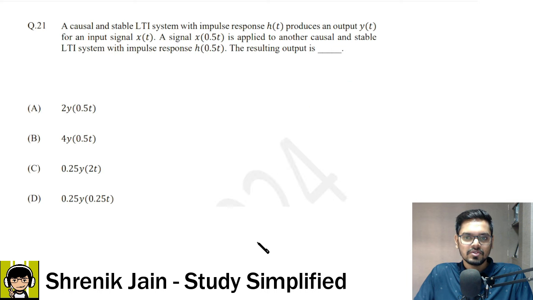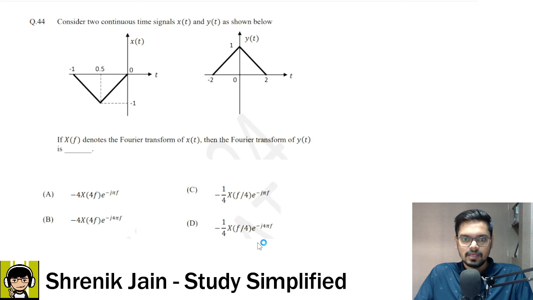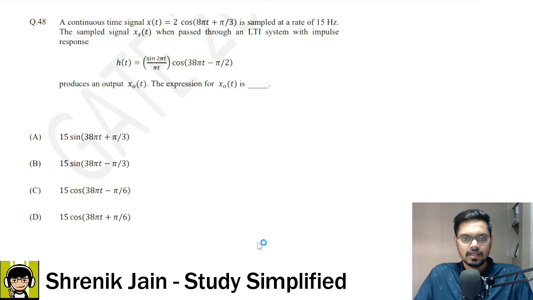First question in front of your screen, a very easy question from LTI system. So pause the video, try by yourself, then go to the next question. Again, an easy question from Z transform. Next question is a moderate level question from Fourier transform, because calculation is involved, otherwise the concept is easy. Now this is a good question.